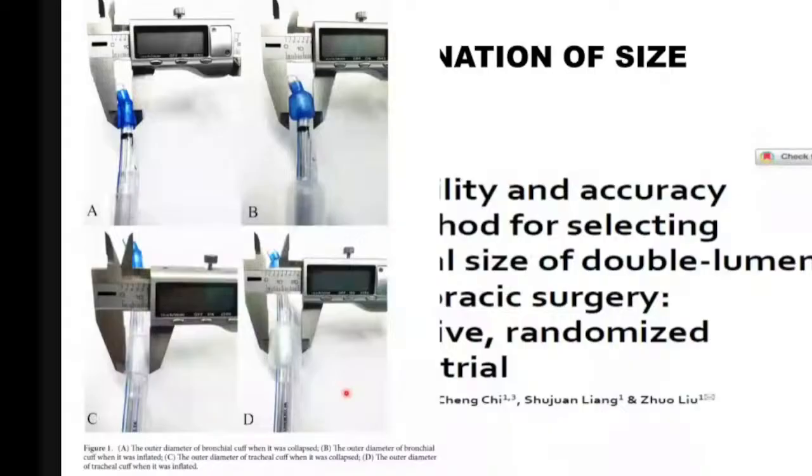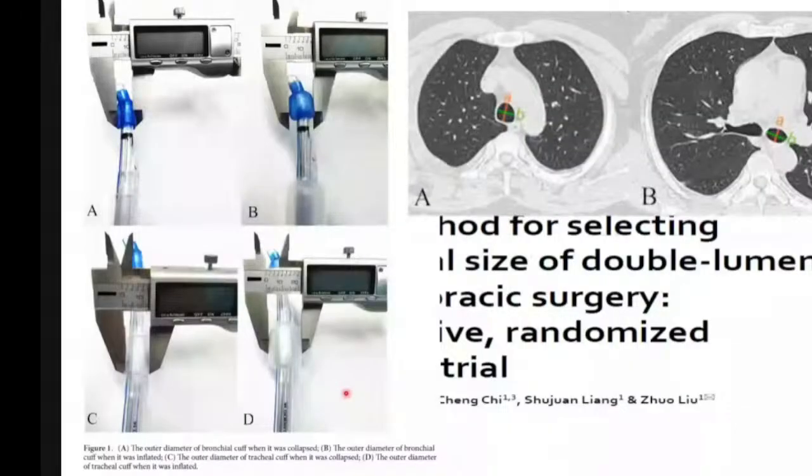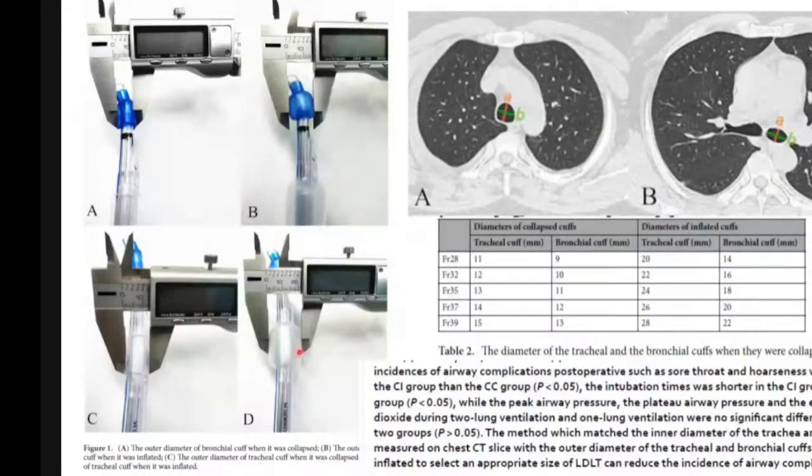And they concluded that when we use this DLT and take the measurement as an inflated cuff, then obviously the tracheobronchial trauma during the placement is less. In this method, we followed by isolation.